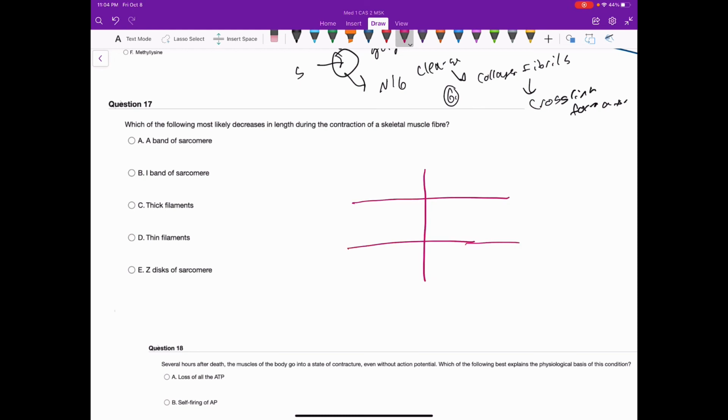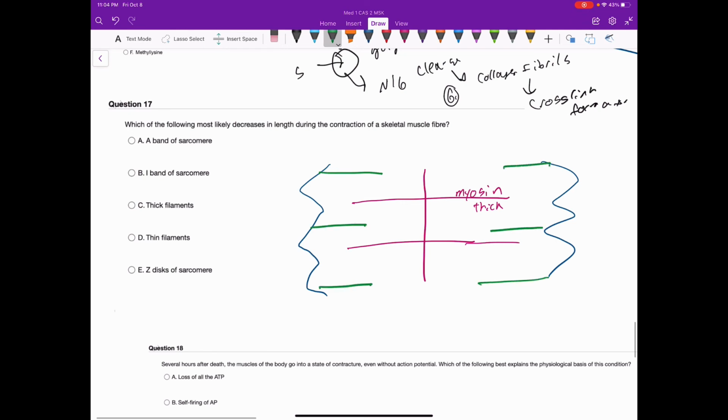The pink right here, this is going to be myosin. Okay, myosin is what? A thick filament. Then we're going to also have a Z line. The Z lines are going to be on the outside. And Z lines do what? All they do is really hold actin to them. They're attached to actin.